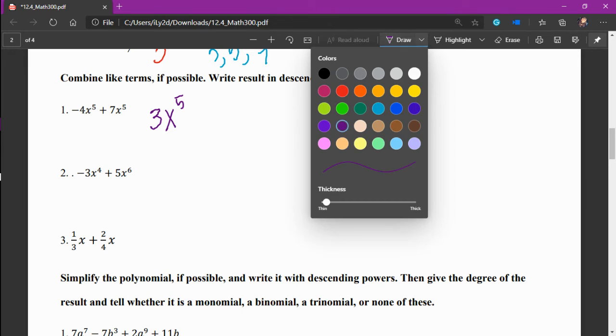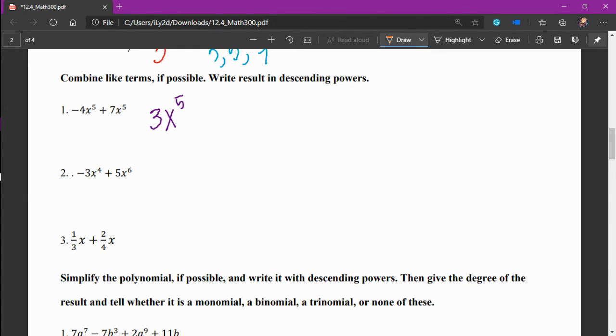Even though I love this color, I'm going to switch just so there's some differentiation in orange in these different answers, okay, so they don't kind of bleed together or anything. So problem 2 with that extra little period. I have a negative 3x to the 4th plus 5x to the 6th. Are these like terms? No. Okay, so the answer though, right, that 3x to the 5th in problem 1, that's the answer, right? Like I could do math, that's the answer.